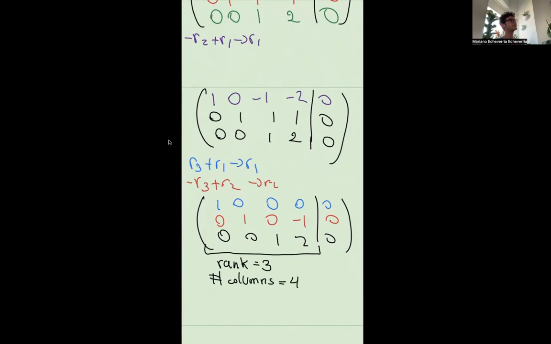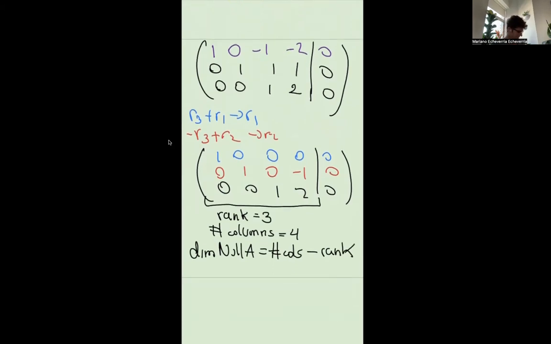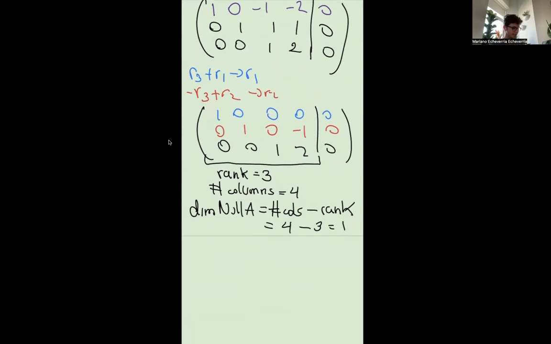So the dimension, which again just means how many vectors you will find in the basis. For the case of a null space, it's always the number of columns minus the rank. So it's just 4 minus 3, so that's just 1. So what that means is that we should expect to see a single vector in the basis.